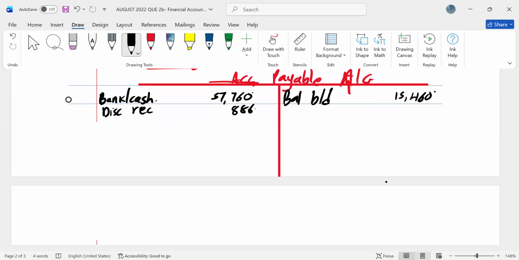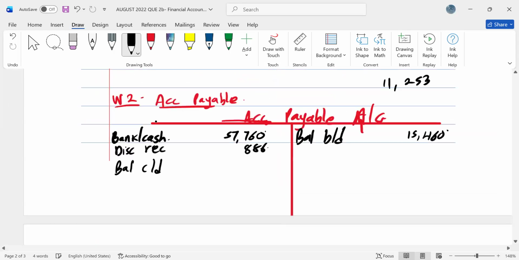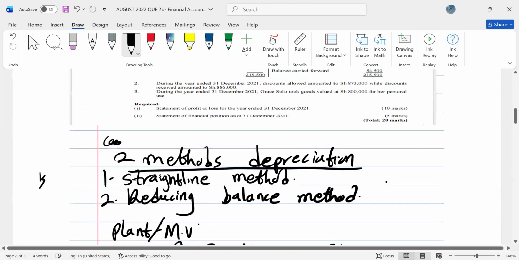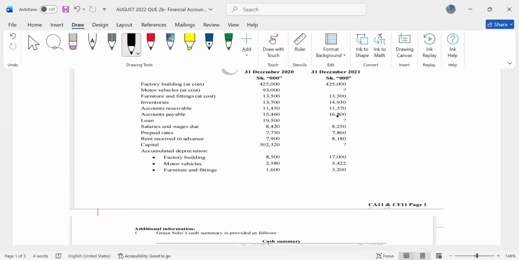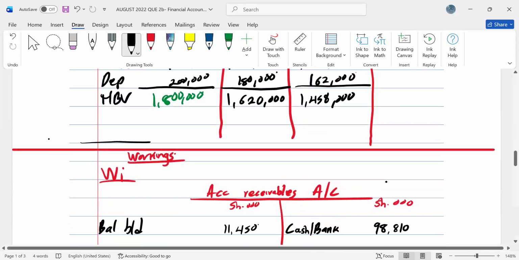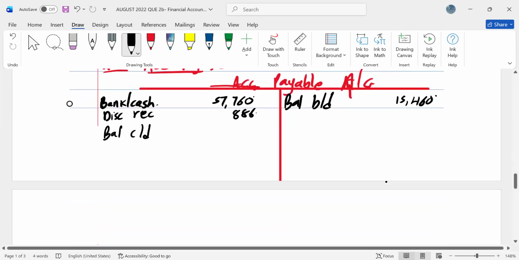Do we have balance carried down? Get me balance carried down. That's the accounts payable now for 2021. Go to the figures we were given in the question. Accounts payable for 2021 is now the balance carried down. If I go here, payables, it's 16,800. Yes, 16,800. We come and put 16,800 somewhere here.